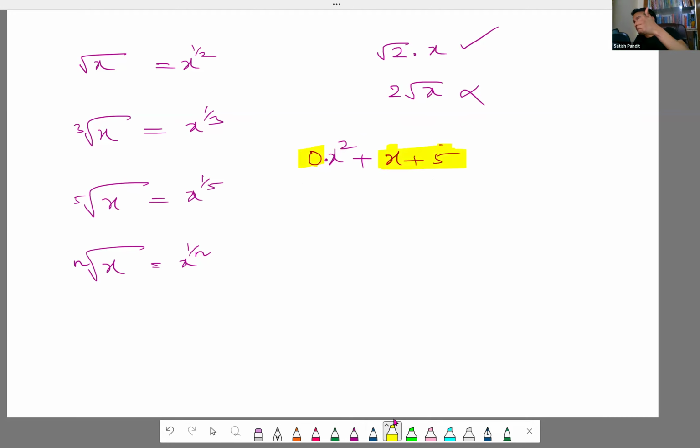Clear? Perfect. The coefficient of x square in this, if they ask, is 0, because x square into 0 is 0. So 0 plus this one will be x plus 5.